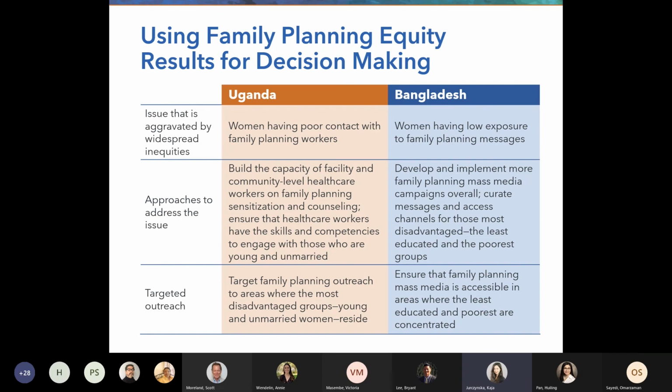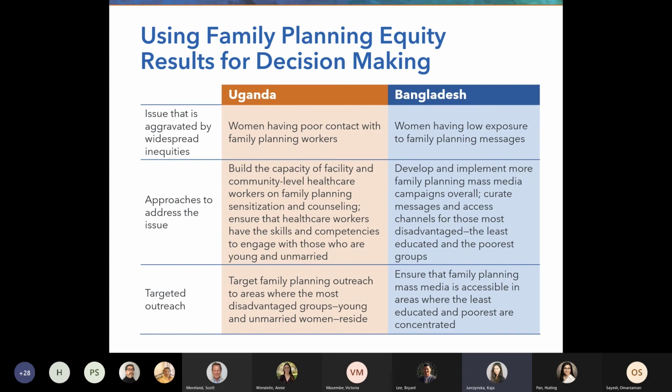And so the takeaway may be to develop and implement more family planning mass media campaigns overall, and to curate messages and access channels for those who are most disadvantaged. And those are the least educated and the poorest groups. And that represents about 13% of Bangladesh's population, so it's not insignificant.